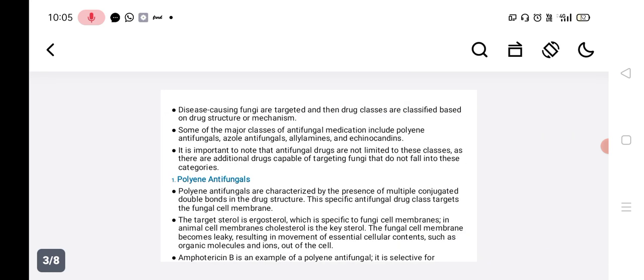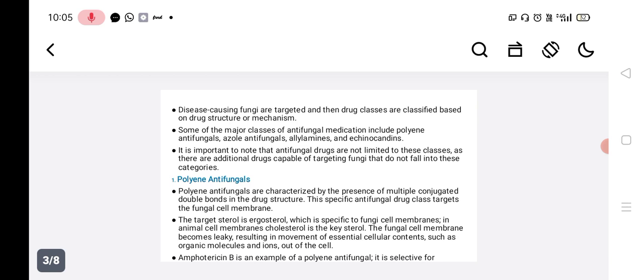The disease causing fungi are targeted and then drug classes are classified based on drug structure or mechanisms. Some of the major classes of antifungal drugs include polyene antifungals, azole antifungals, allylamines, and echinocandins. It is important to note that antifungal drugs are not limited to these classes, as there are additional drugs capable of targeting fungi that do not fall into these categories.